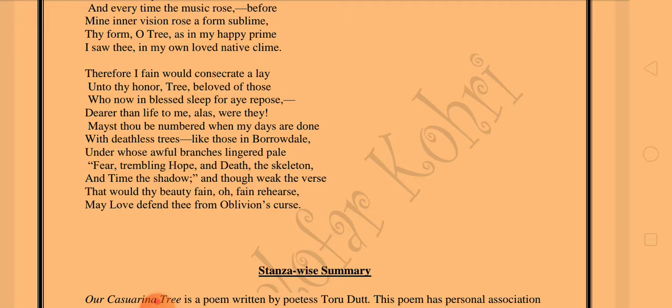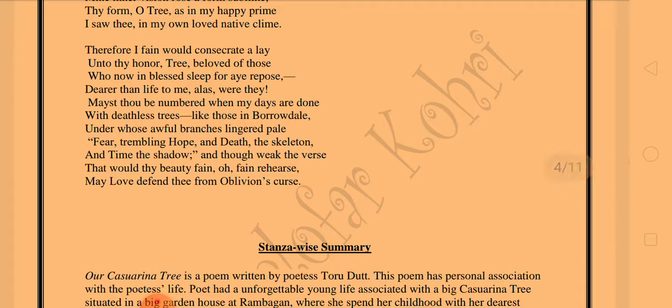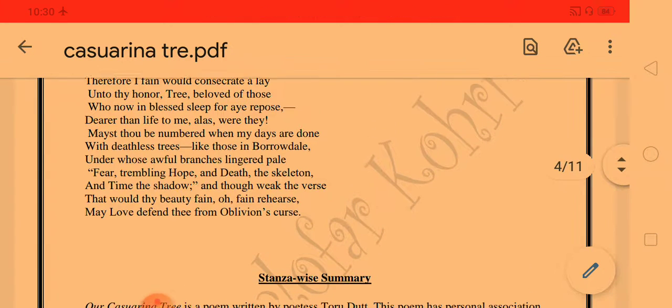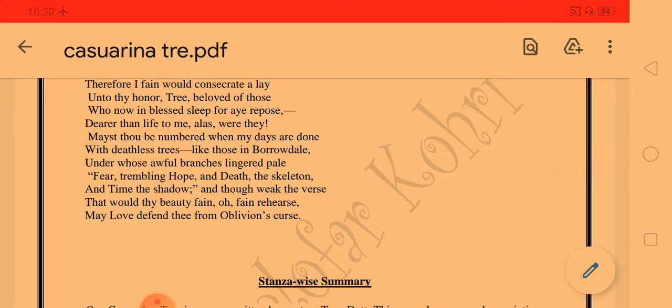Because when we sleep at night, it is disturbed by so many things, and in the morning we have to get up. The sleep is disturbed, and no one likes to get up early in the morning. Although we get up, we feel like another minute or ten minutes more. So that blessed sleep, dearer than life to me, alas one day.